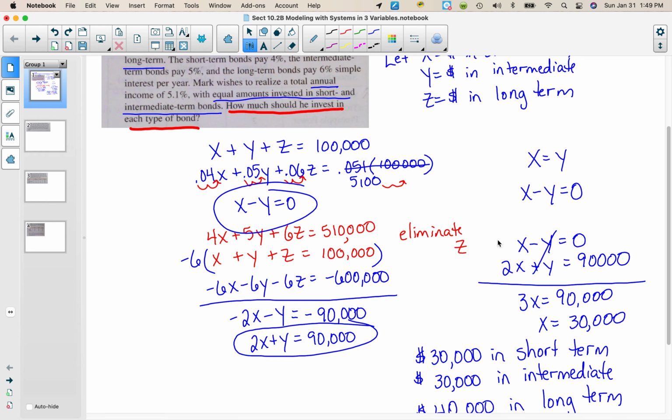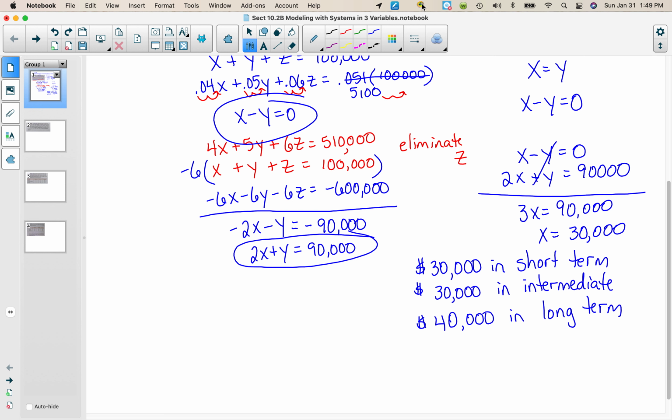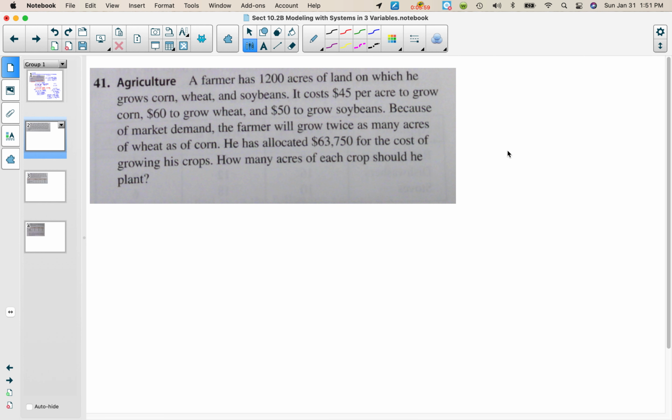Okay, so that is how you would do a problem like that. So our next problem, a farmer has 1,200 acres of land on which he grows corn, wheat, and soybeans. It costs $45 per acre to grow corn, $60 to grow wheat, and $50 to grow soybeans. Because of market demand, the farmer will grow twice as many acres of wheat as of corn. He has allocated $63,750 for the cost of growing his crops. How many acres of each crop should he plant?